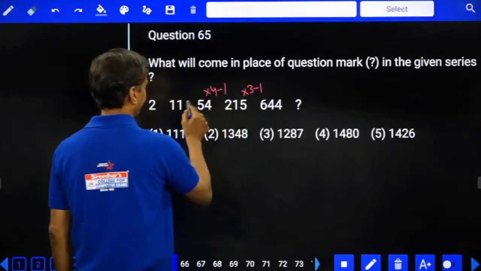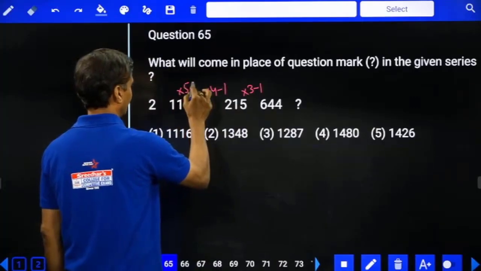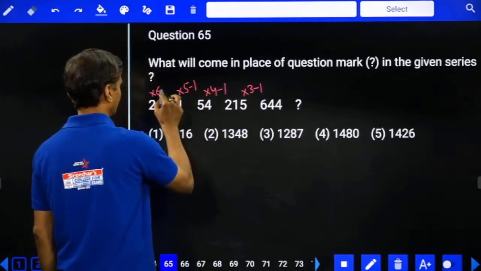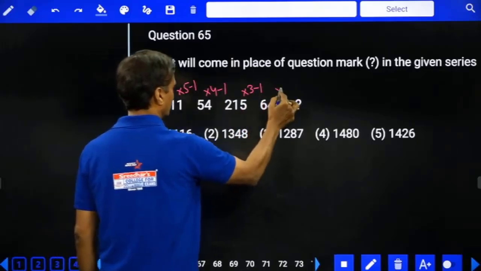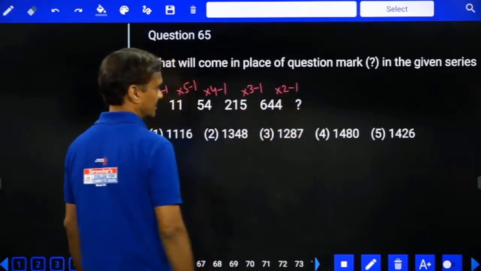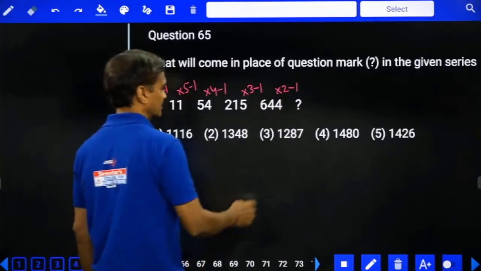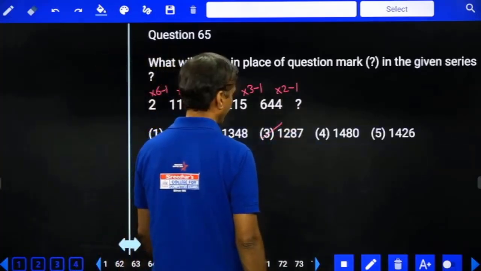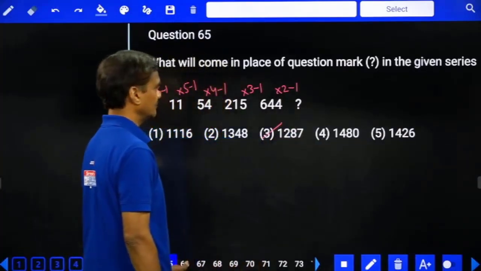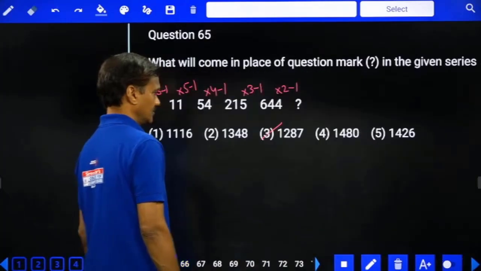216 minus 1. Here 11 into 5, 55 minus 1. Here into 6 minus 1. 6, 5, 4, 3, 2 into 2 minus 1. 644 into 2, 1288 minus 1, 1287, choice 3. Now this is about question number 65. Clear? And this is all.